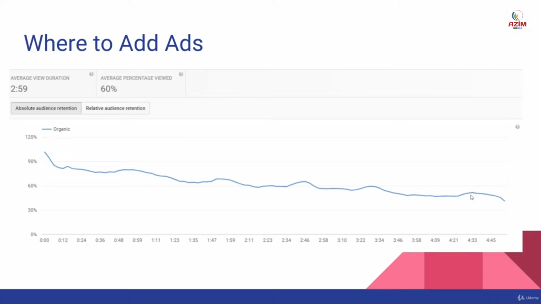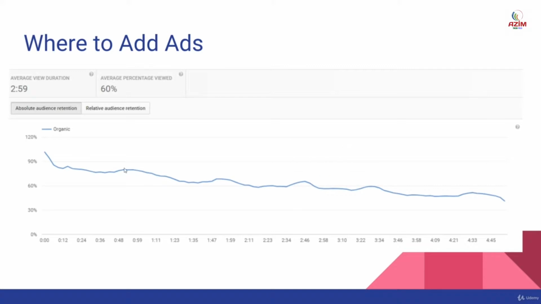Now back to multiplying your ad revenue and making as much money as you possibly can with YouTube. Where should you add advertisements? You're going to want to add advertisements on the action points of the video. I do not recommend adding them before the action points. I recommend adding them directly on top of the action points on the video.